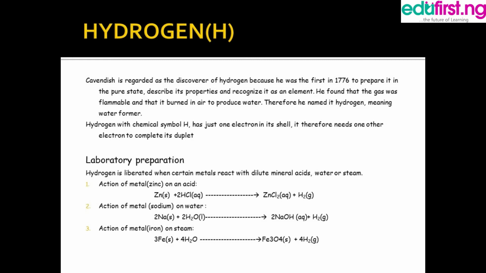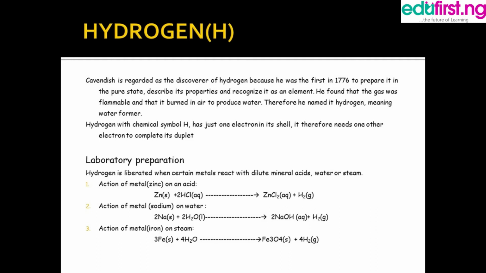Another thing to notice is that hydrogen exists as a diatomic molecule, and that's because it occurs readily as a gas. That's why we have H2. Then, action of metal on water. Another way we can prepare it in the lab is reacting metals with water. We are using sodium here, reacting with water to give us sodium hydroxide and also releasing hydrogen gas.